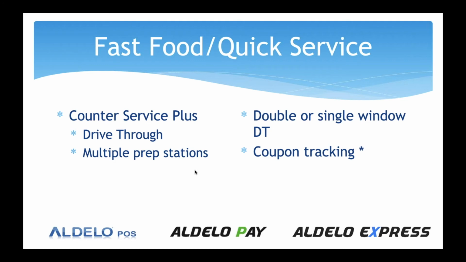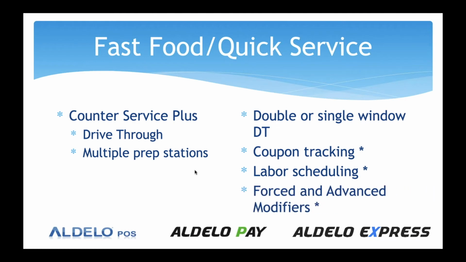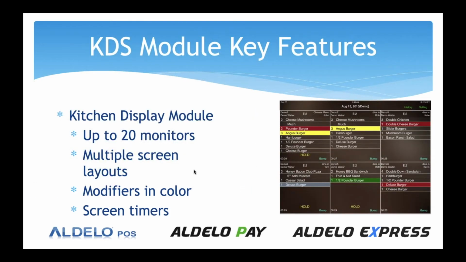either way. Of course, coupon tracking is still very critically important to this market. Labor scheduling, and then force and advanced modifiers. So all those things are still critical. And you'll notice that I have an asterisk by each of the last 3. That's because each of those is a justifiable return on investment type of item, where they can stop theft, increase profits, and make sure that they're getting paid for the additional modifiers that they're serving. So each of these 3 areas will absolutely have a return on investment associated with it.